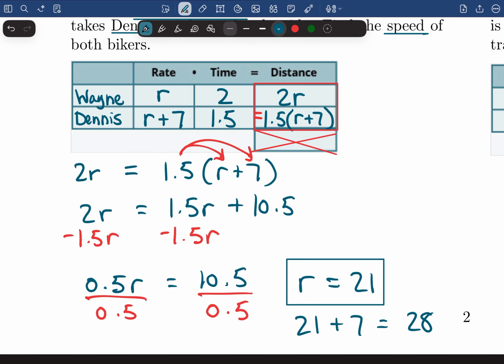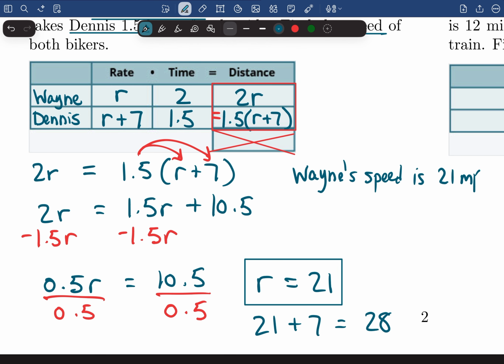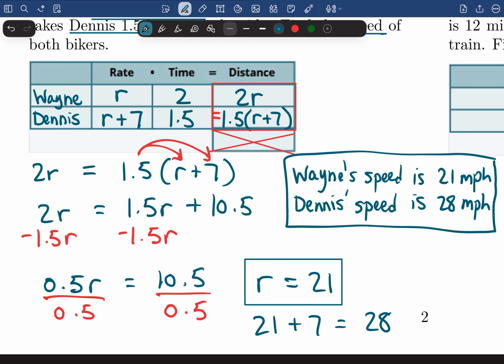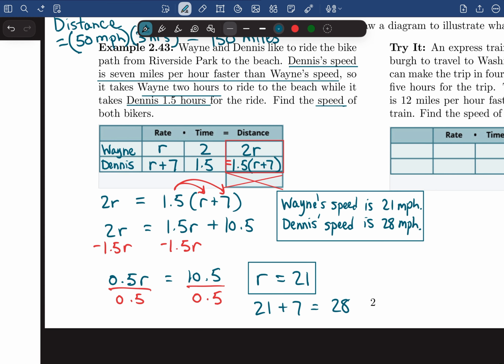So let's write a concluding statement like Wayne's speed is 21 miles per hour, and Dennis's speed is 28 miles per hour. All right, we've just clarified that we know exactly which person was going what speed, making it very clear for whoever is reading the conclusion to our problem.